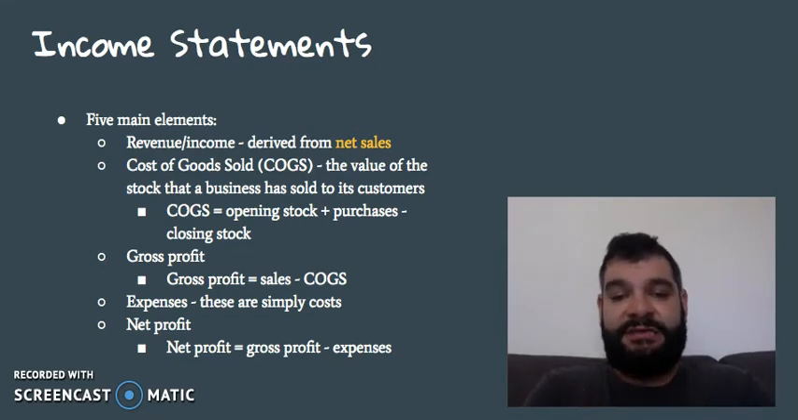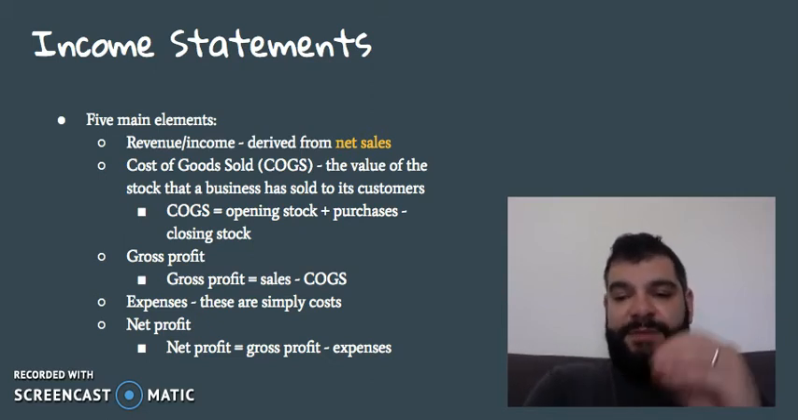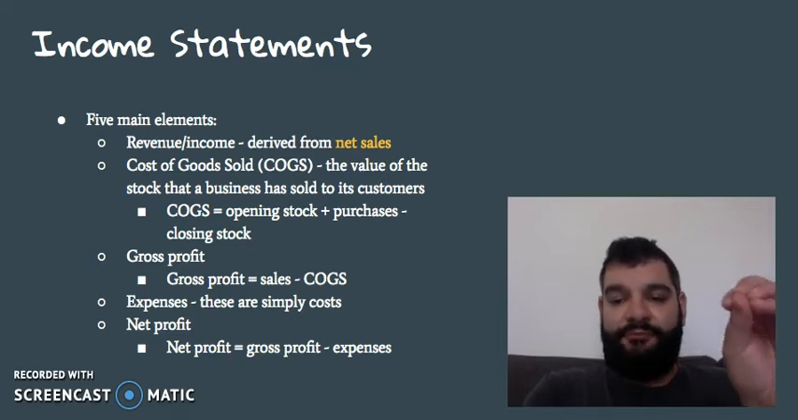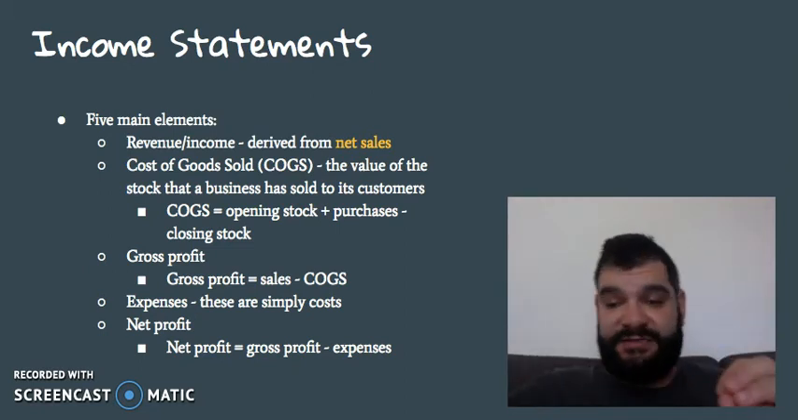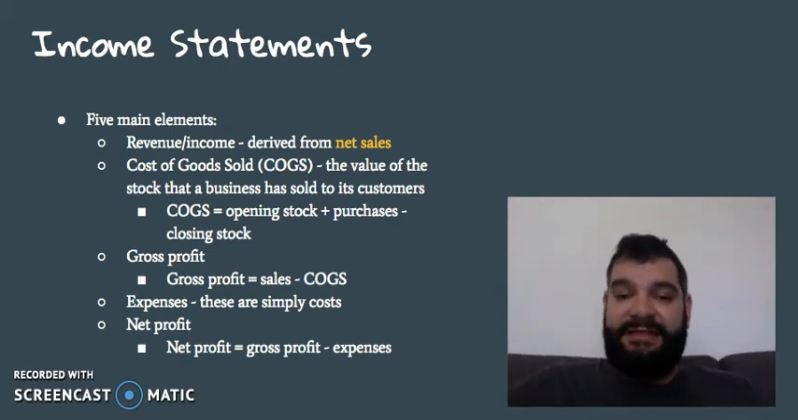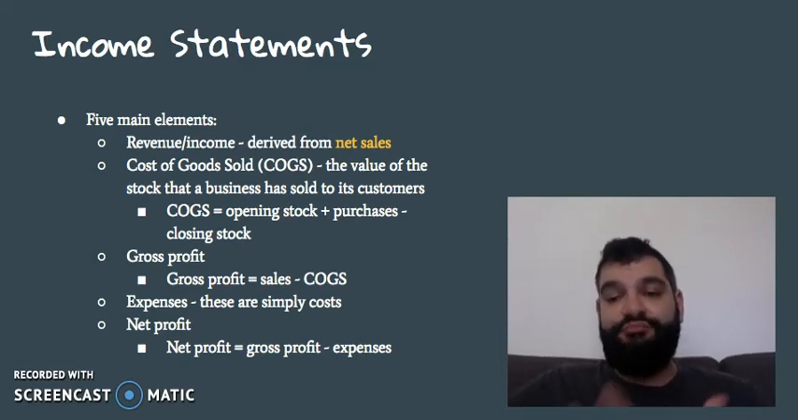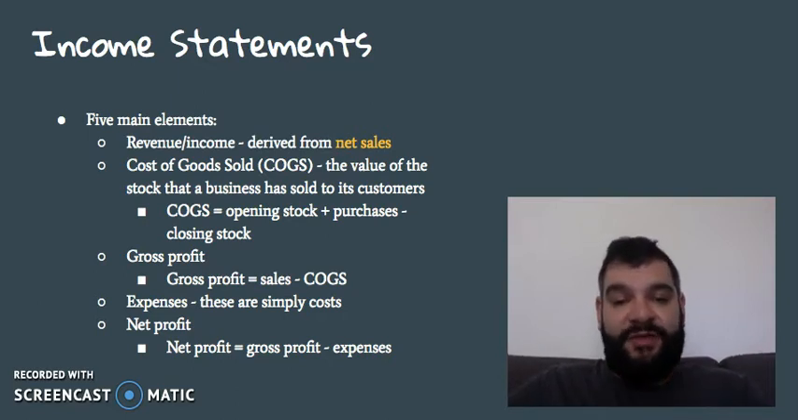The second element is the cost of goods sold, also known as COGS. This is the value of stock that a business has sold to its customers. So COGS is basically the money spent to buy a product, which you then on-sell to a customer. How they calculate this is opening stock, so how much you start with, plus purchases, so how much more you add to it, minus closing stock, so minus what you're left with after you sell them.